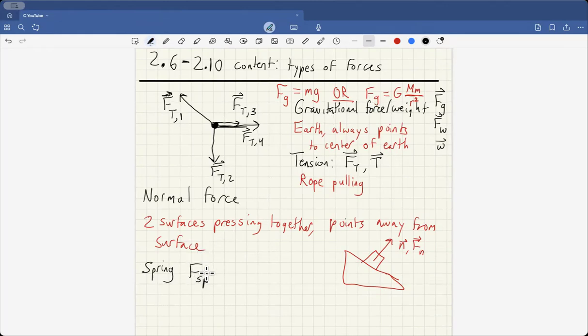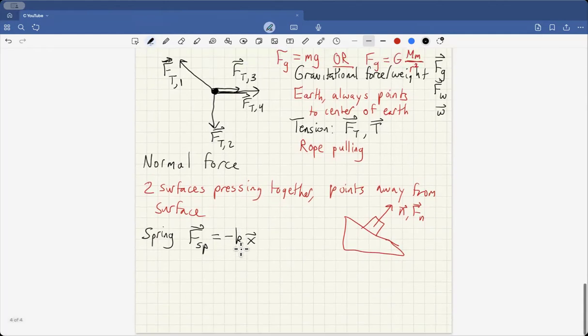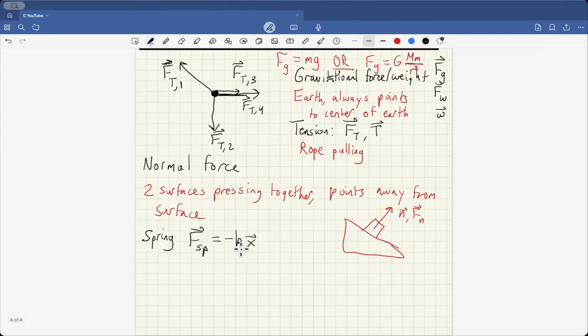That's also on your equation sheet. We say that the spring force is given by negative k, which is a spring constant, how stiff your spring is, multiplied by the displacement of that spring from its equilibrium or its natural length. So regardless of whether you stretch or compress a spring, you will have a spring force trying to restore it back to its original length.